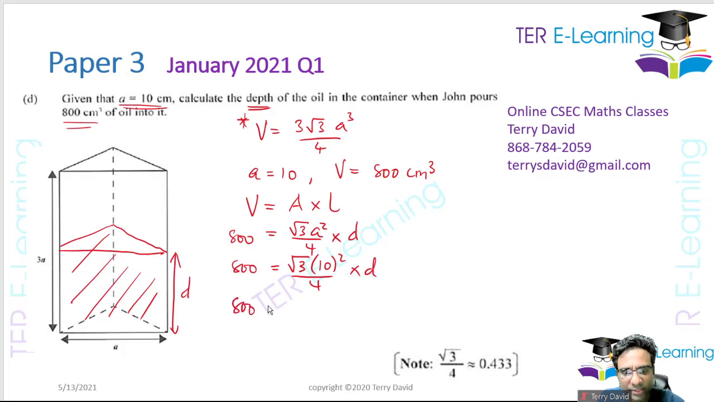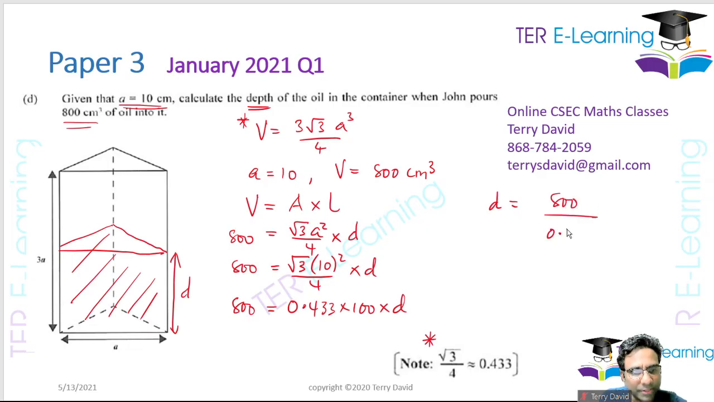So therefore 800 is equal to, now they gave us a little piece of information here that can help us. They said root 3 over 4 is approximately equal to 0.433. So therefore this is going to be 0.433 multiplied by 10 squared, which is 100, multiplied by D. So therefore D, let's work this out in the corner here. D is going to be equal to 800 divided by 0.433 multiplied by 100. You're going to use your calculator to work that out. So that's 800 divided by 0.433 multiplied by 100, which is going to give me 43.3.